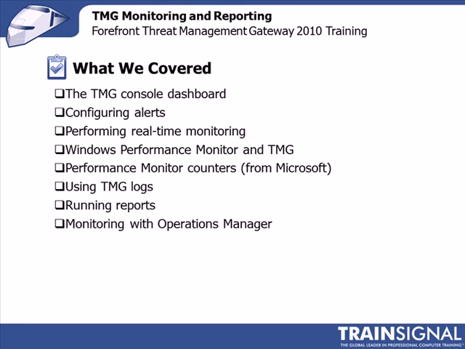We kicked this lesson off with a look at the Threat Management Gateway console dashboard because a picture is now worth 1,150 words due to inflation. Next, we moved on to configuring alerts and getting a look at some real-time monitoring options that you have at your disposal, including Windows Performance Monitor and a list of Performance Monitor counters. Next up, you use the TMG log information to see how users are actually working in real time, and learn how to run reports so that you can get information from a historical perspective. And then we looked at the Operations Manager monitoring item.